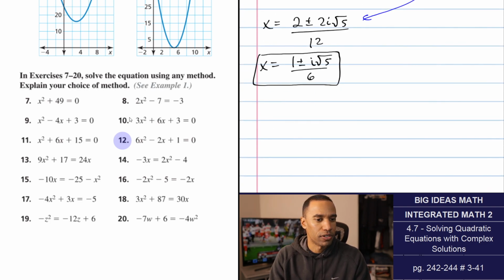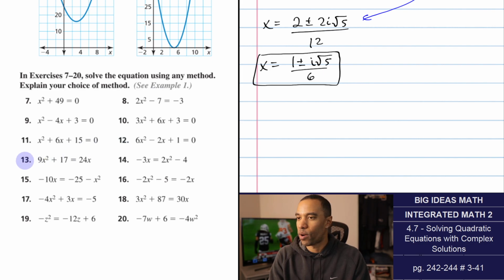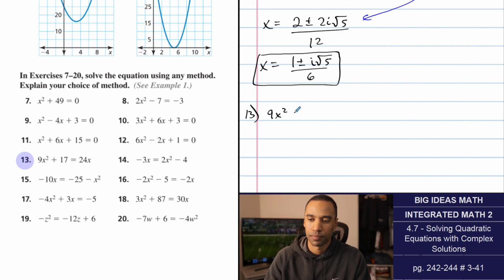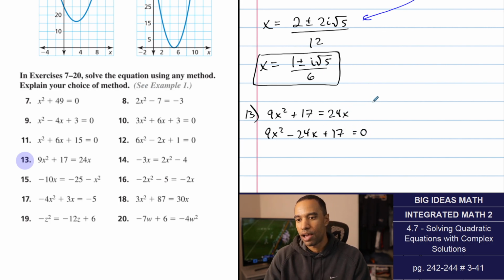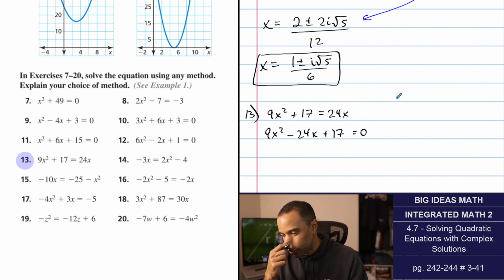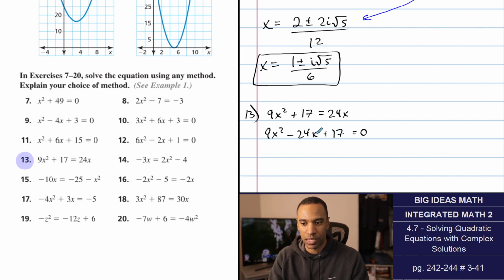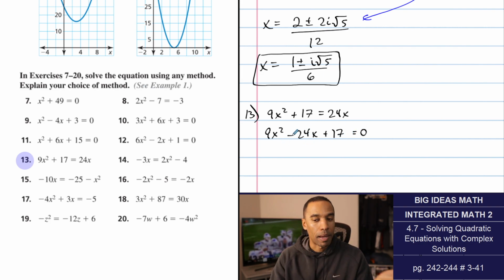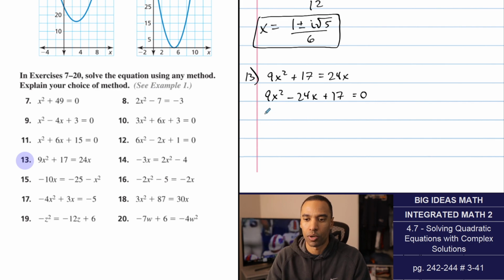All right, let's look at number 13. 9x squared plus 17 equals 24x. You can't divide by 3, not with the 17 at least. I will be subtracting that 24x over. Now the question is, is it factorable? Doesn't look like it, 17 being a prime number. Doesn't really work with these here. If this was a 26, actually it would have been factorable, but it's not. I'm going with quadratic formula again. The numbers will be bigger.